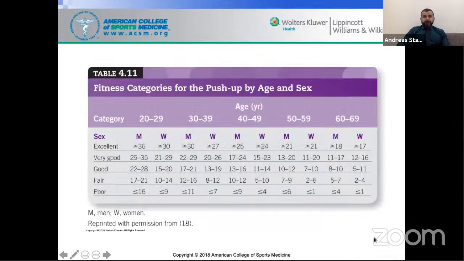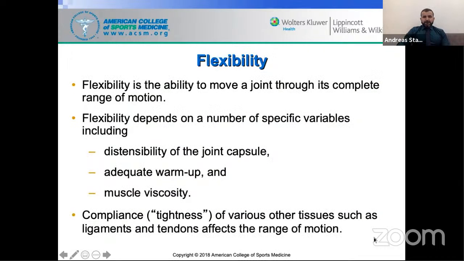This is how you do it, and this is how you can compare by age and sex. Flexibility, the last part of the health-related test, right? Ability to move a joint through its complete range of motion. And you can see the variables that could affect that. Distensibility has to do with the pressure in the capsule, warm up, and muscle viscosity. And with warm up, of course, you decrease muscle viscosity, which increases muscle flexibility and decreases tightness. Let's say if you did legs the day before, that will affect your flexibility levels.